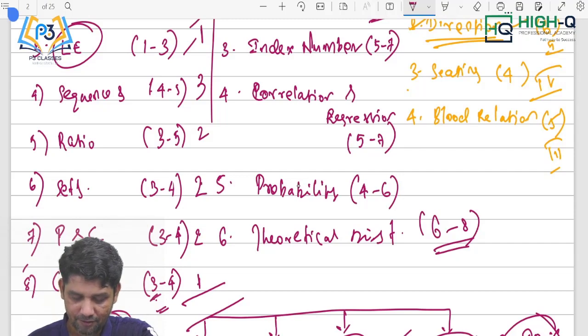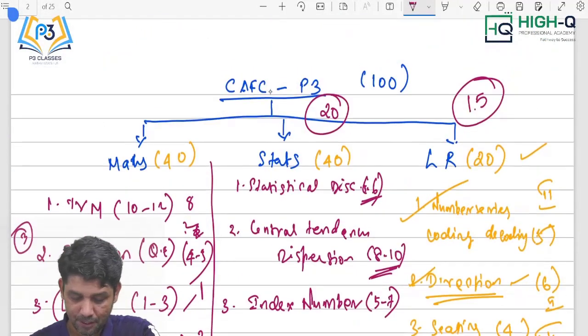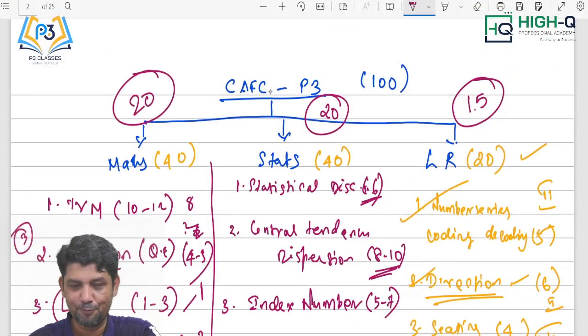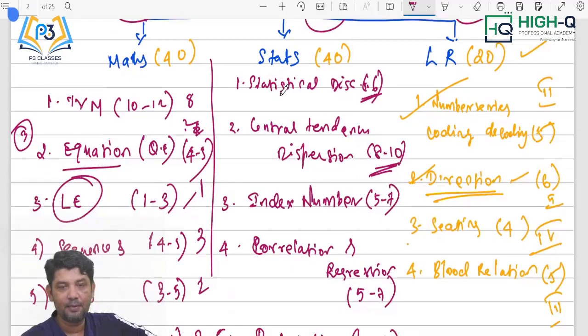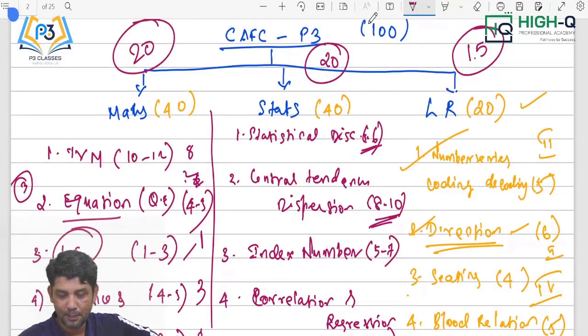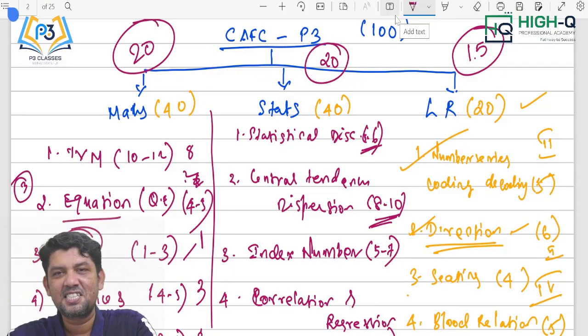Yes, tell me 3, 5, 7, 10, 11, 13, 8 to 21. So 20 marks just like that is coming, my dear. Am I right? So total how much? 20 plus 20 plus 15, 55 marks. Such a simple topic it is.